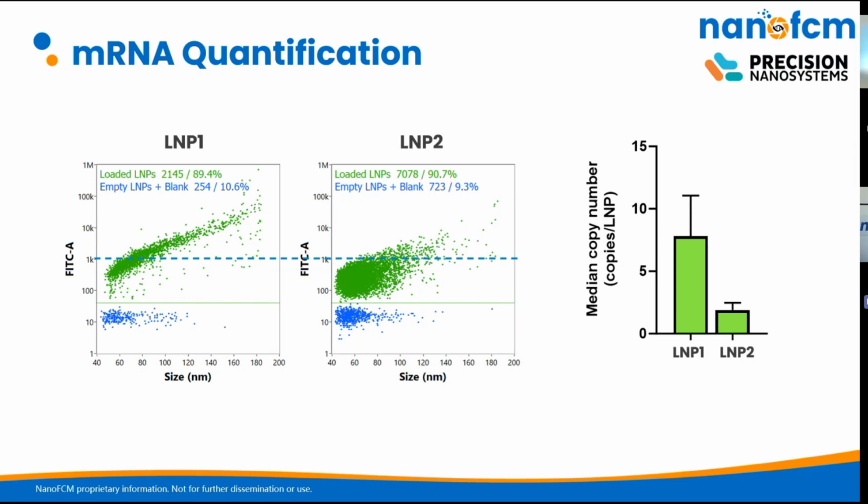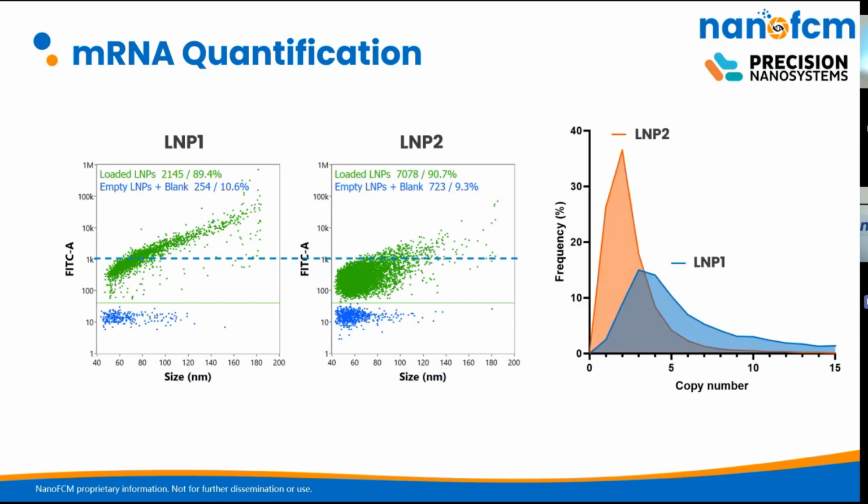You might think based on this alone that LNP1 is the preferred formulation for nucleic acid delivery. However, we correlated this with each particle and found that LNP1, although it has a higher median loading, has a wider distribution of loading. And LNP2, although it has a lower median, has a much narrower distribution and much more reliable dosing. So in this instance, Precision NanoSystems identified LNP2 as the preferred formulation for giving a reliable and consistent dose.